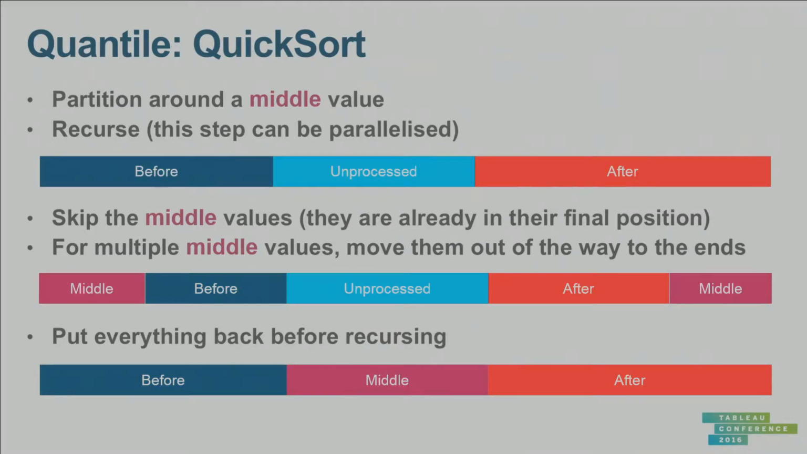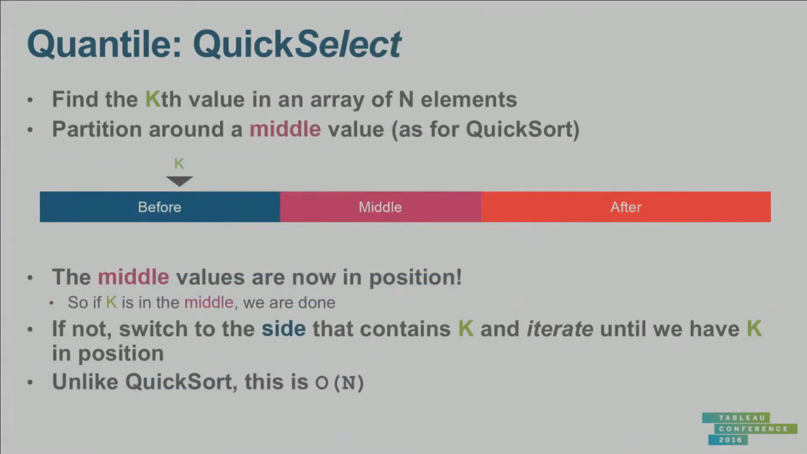Now, this algorithm is a classical one, and it has complexity of order n log n. What a lot of people don't seem to realize, especially in the implementations we were looking at in existing databases, is that there's a faster algorithm for doing quantiles. It's called quick select. And in this, you just want to find the kth value. You don't care if the other values are in order. You only want to put the particular value you're interested in into position.